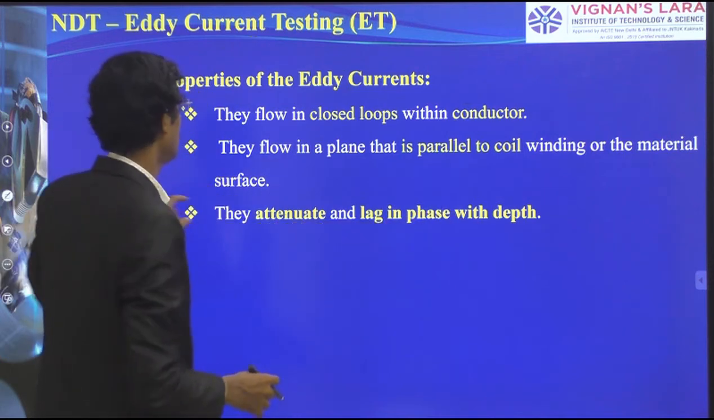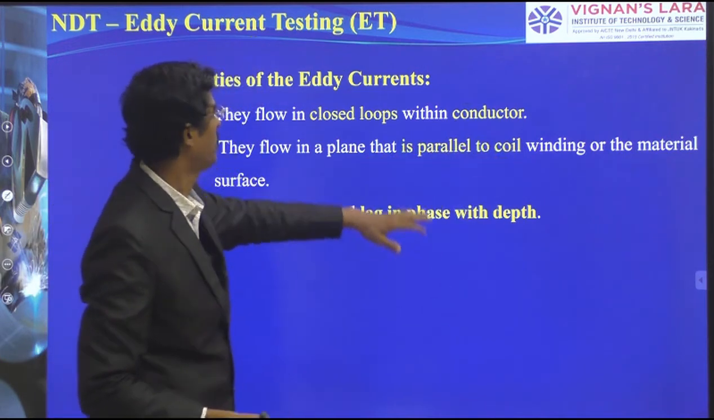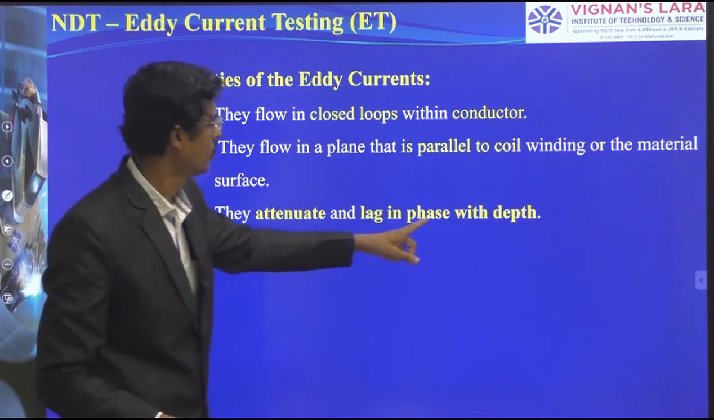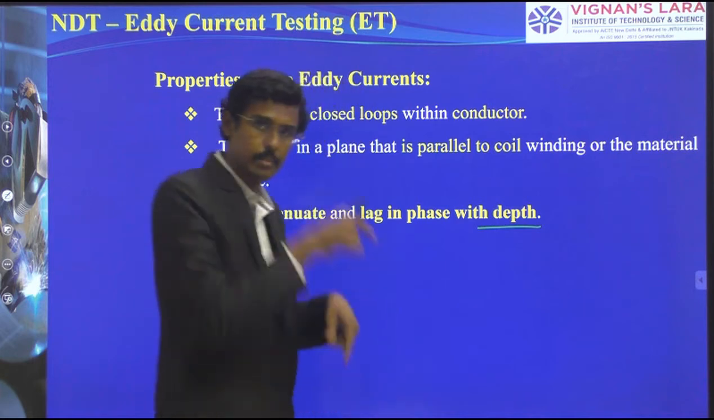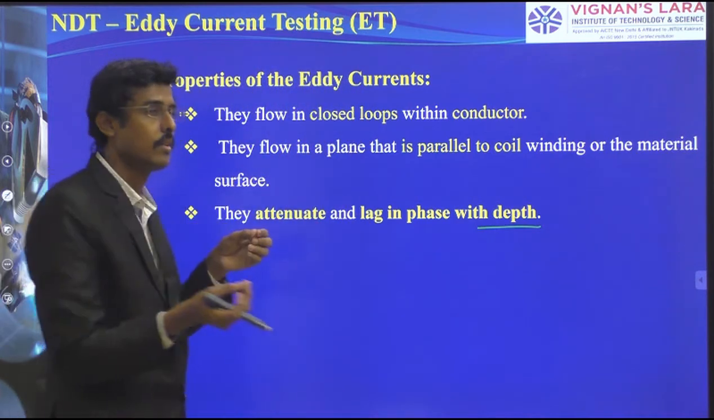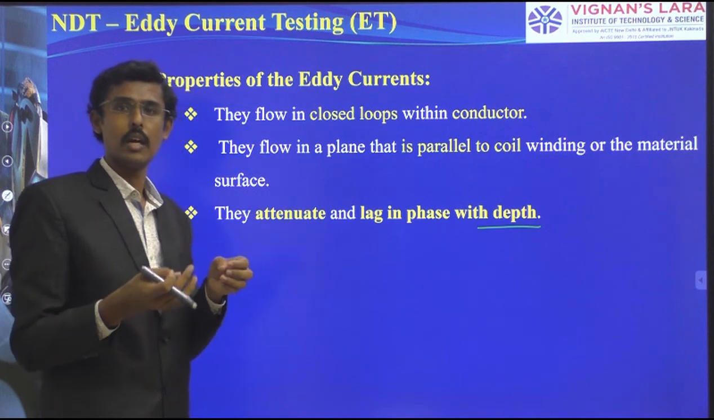So, only for conductors, and the coils, they are attenuated and lag in phase with respect to depth. Depth is not possible to reach because of the attenuation, the opposing reactions between the primary magnetic field and the eddy magnetic field.